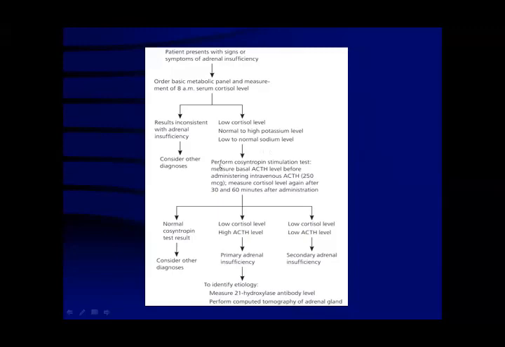So you will perform the cosyntropin stimulation test. This is a commercial analog of ACTH. In this way, we measure the basal cortisol level before giving the intravenous ACTH. It is given at 250 micrograms, and we measure the cortisol level again. Levels are taken every 30 minutes. You will check at 30 minutes, then 60 minutes, then 90 minutes.